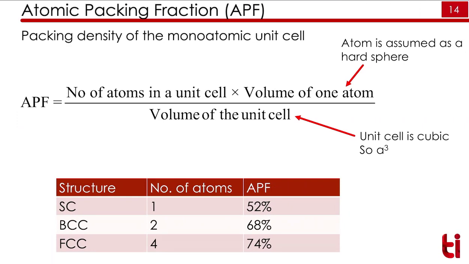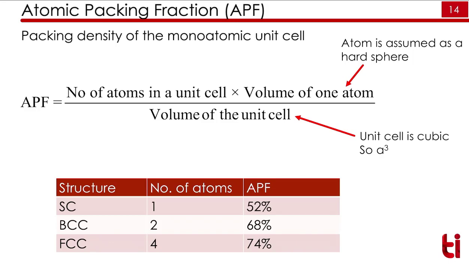Now there is a term called atomic packing fraction. This will give the density of the unit cell. And just now we have seen that BCC has 2 lattice points in one unit cell, simple cubic has 1 lattice point in one unit cell, and FCC has 4 lattice points in one unit cell. So if you find the density of that unit cell, we will get the atomic packing fraction. This will tell you how much space is occupied by the atoms.